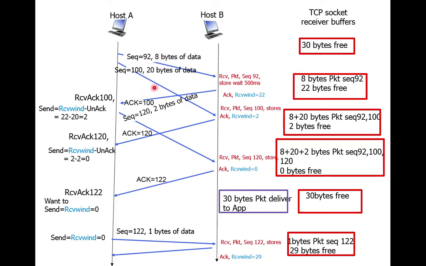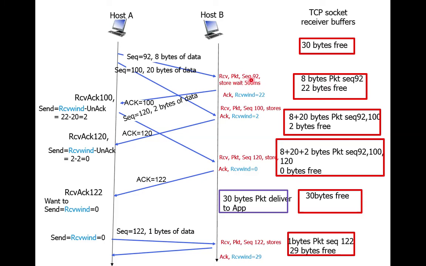Suppose this packet is received. This is the first packet, so it will wait for 500 milliseconds because this is the first packet and not yet acknowledged. We have discussed TCP reliability, that it will wait for 500 milliseconds. If the next packet arrives, a single acknowledgement will be sent. And this packet is stored in the buffer.